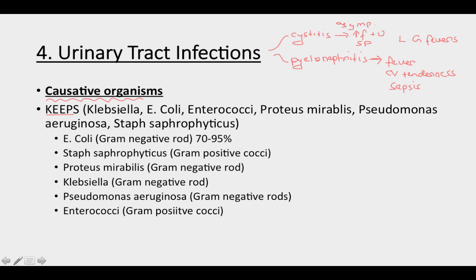And the mnemonic here is KEEPS. So that includes Klebsiella, E. coli, Enterococci, Proteus mirabilis, Pseudomonas, and Staph saprophyticus. That's the mnemonic, but in terms of most common to least common, E. coli is by far the most common. Staph saprophyticus is very common in females of reproductive age, and then you get the rest of them. Now again, you've got a mix of gram-negative rods and gram-positive cocci, so you're thinking you're going to need a broad-spectrum antibiotic.